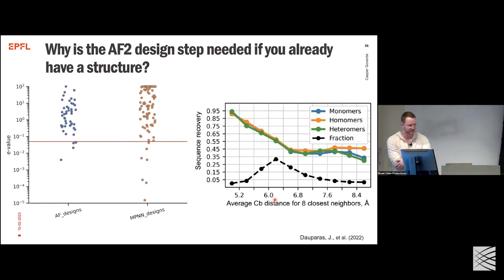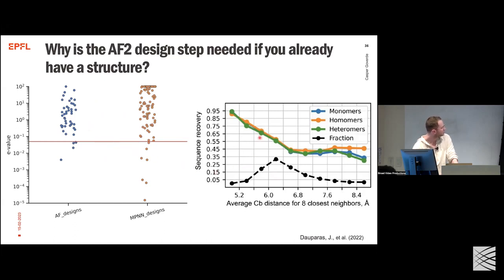But now you can ask me the question: Casper, why do you need this AlphaFold redesign step? Why don't you just take this TIM barrel architecture and pass it through this protein message passing neural network? Why do we need this AlphaFold step in between? So let me take you back to the e-values on how close they are to natural sequences.